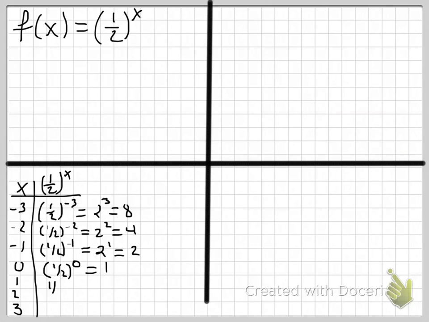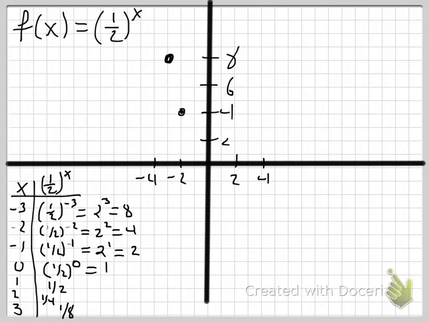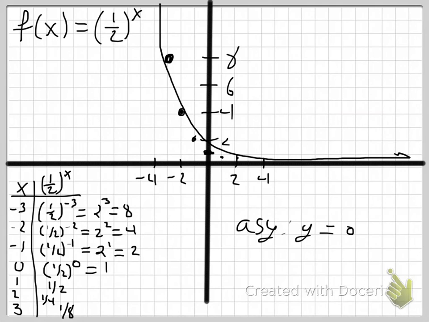Alright, now for the positive exponents, 1/2 to the first power is 1/2. 1/2 squared is a fourth. 1/2 cubed is an eighth. And then we'll go ahead and plot those points. And you see that we have decay. It's decreasing. And it has an asymptote of y equals 0. Alright, so the base is going to tell you whether you're growing. So growth looks like this. Decay looks like what we have right here.